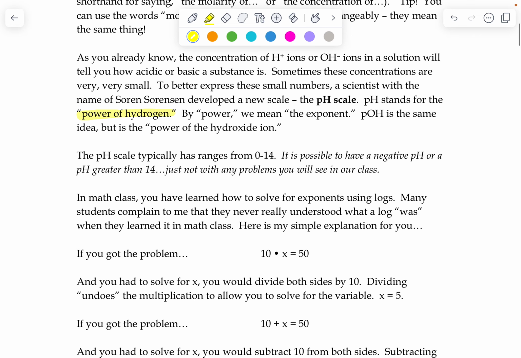pH typically goes from 0 to 14. But it is possible to have a negative pH or a pH above 14. You just won't see any of those in our class.